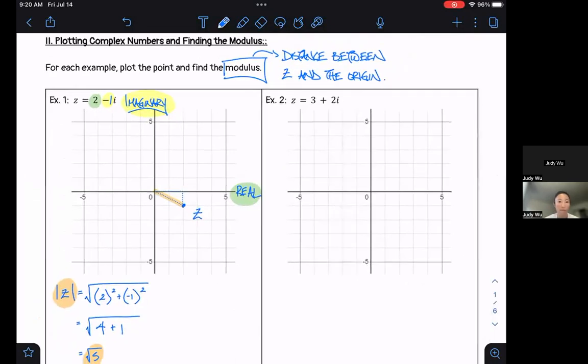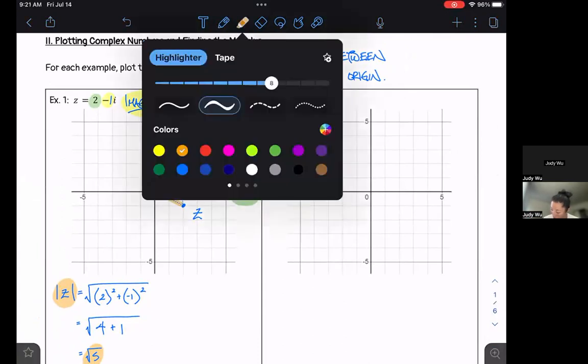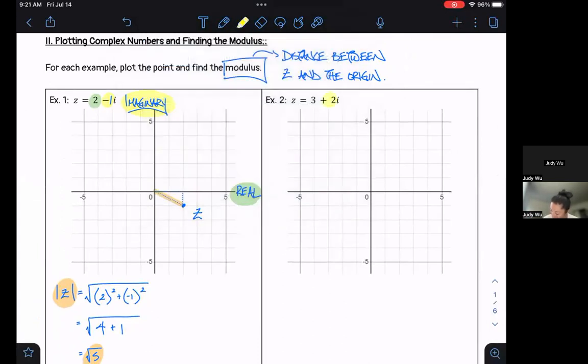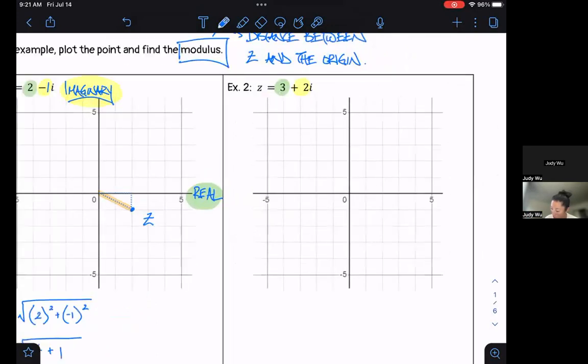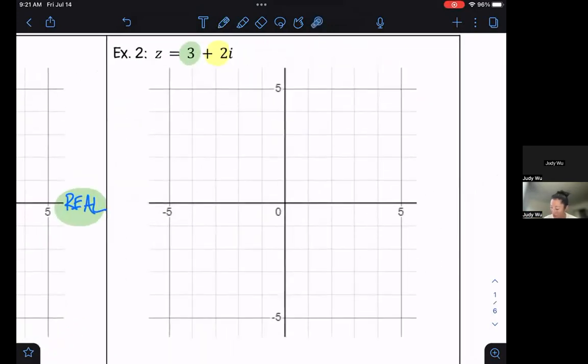Okay. Same thing. We've got a real part. We've got an imaginary part. Let's figure out what those are. Our imaginary part is +2. Our real part is 3. And so if we graph that now, from the origin, we're going to go 1, 2, 3. And from there, we're going to go 1, 2. Okay. So my final place for my z in this diagram is over here.